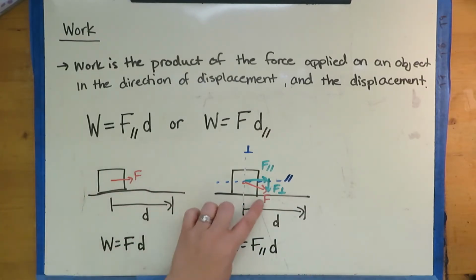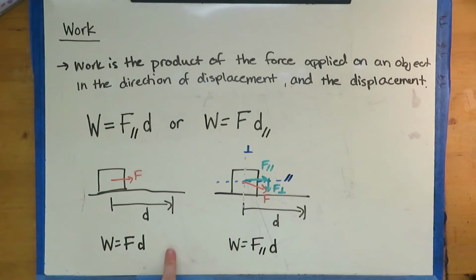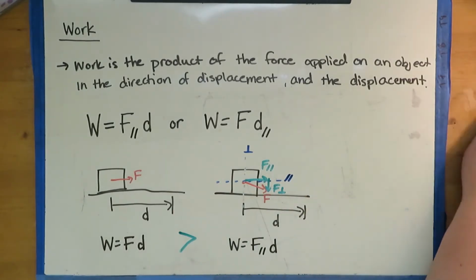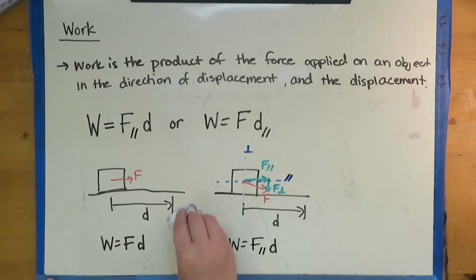So if these were the same force magnitude and all I did was change that angle, then the work that I do in this case is going to be larger than the work in this case, because F parallel here would be smaller than this F. So I can move the same displacement and apply the same force, but do a different amount of work.